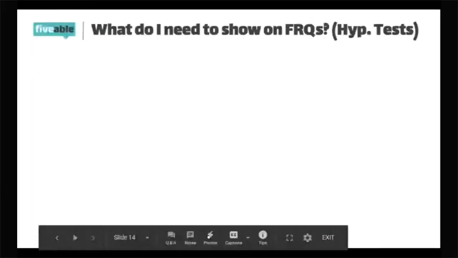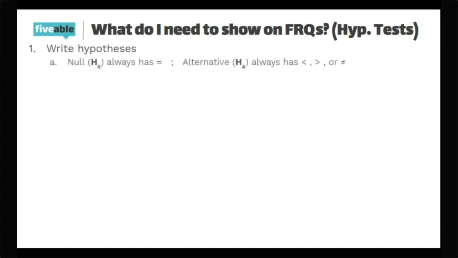Cool. So that's what hypothesis test or confidence intervals should look like. Okay, hypothesis tests. Good news, they're super similar, but just start with your hypotheses. Okay, remember null hypothesis should always have an equals. Alternative should always have a less than, greater than, or not equal to. This is also a great place to define your parameters. The independence condition. Let's do that again in a second.